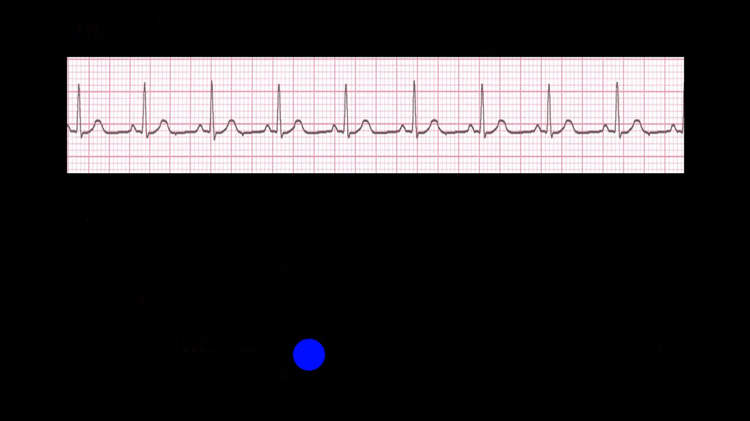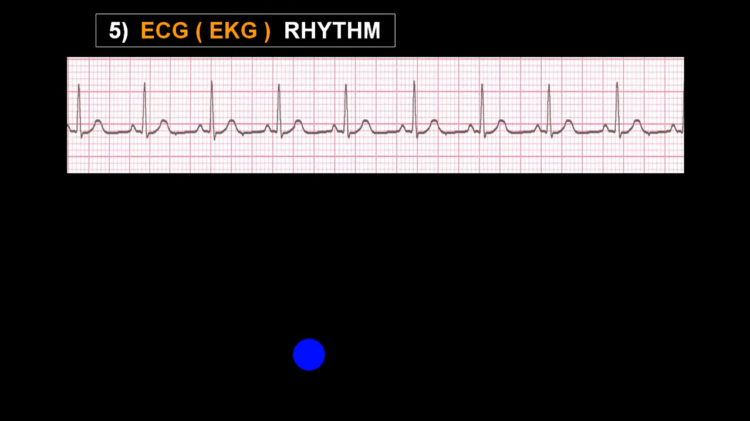Now this is one simple example where you can see a rhythm strip. In this strip you can see that there is a P wave followed by a QRS complex. All QRS complexes are identical. All QRS complexes are narrow. All QRS complexes are preceded by a P wave. The P wave is upright. The QRS complex and T wave are upright. So this is classical sinus rhythm. This is typical sinus rhythm, very easily.